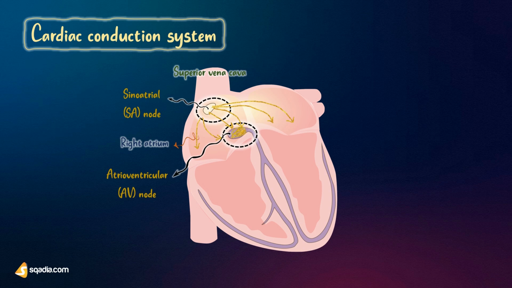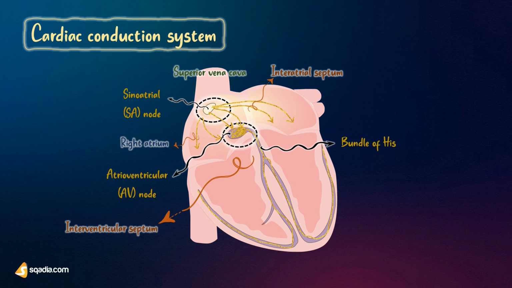Impulses then reach the atrioventricular, AV node, which lies near the interatrial septum, just above the opening for the coronary sinus. From here, the impulse is transmitted to the ventricles via the atrioventricular bundle, or bundle of His, which descends into the interventricular septum. The bundle of His divides into right and left bundle branches, which send impulses to Purkinje fibers that lie within the subendocardium of the ventricles.